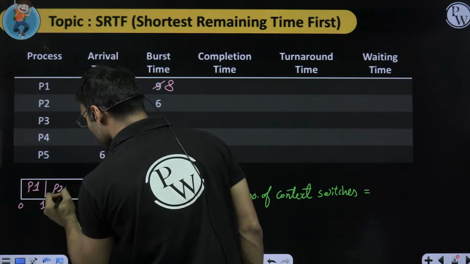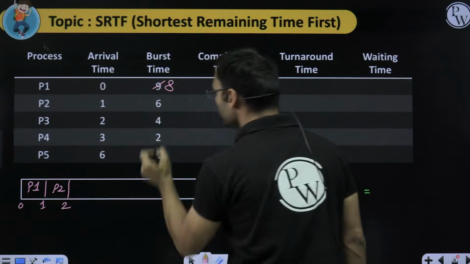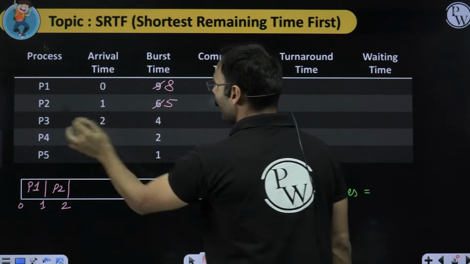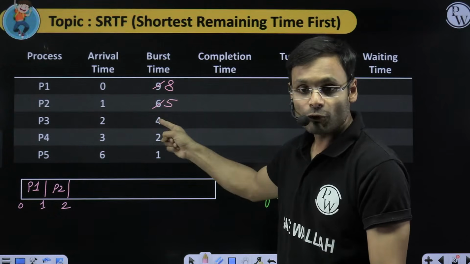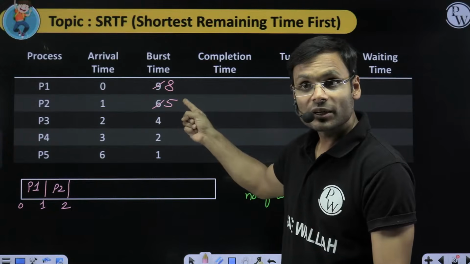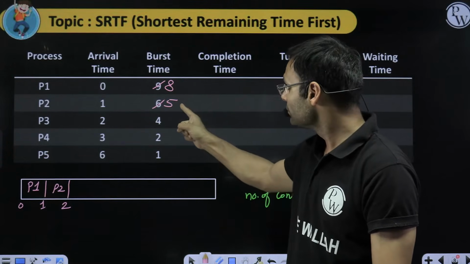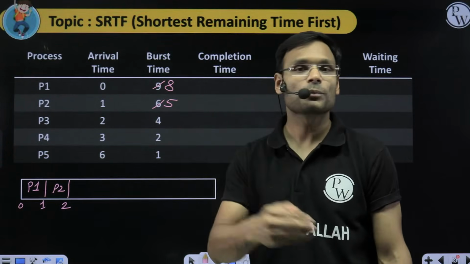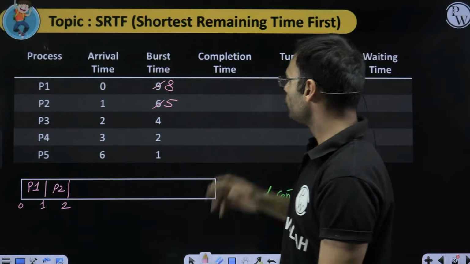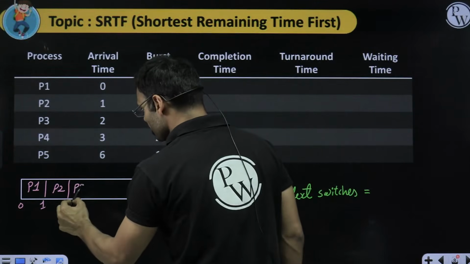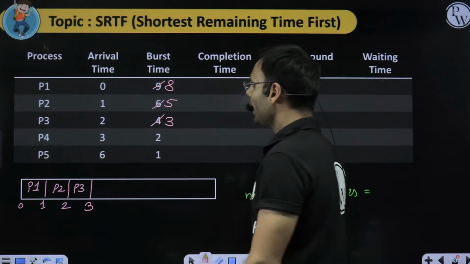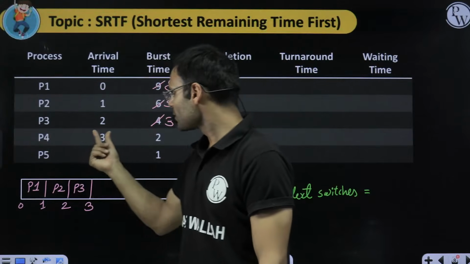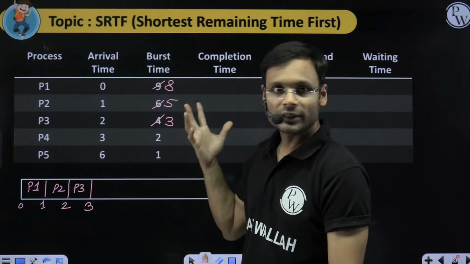P2 runs one time duration till 2, remaining time is 5, and at 2 P3 arrives. P3 arrives with execution time 4. Oh, it is smaller than P2's remaining execution time. So if it's smaller, then the smaller process will preempt the P2 process. P3 runs next. P3 runs till 3, remaining time is 3, and now look at this, P4 arrives at 3, which is even smaller than 3.